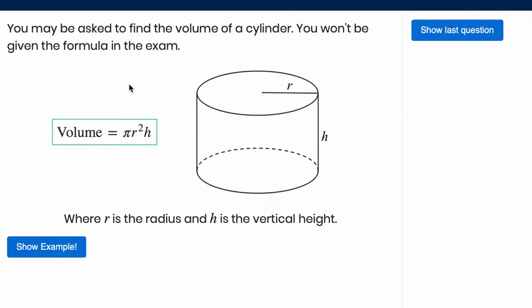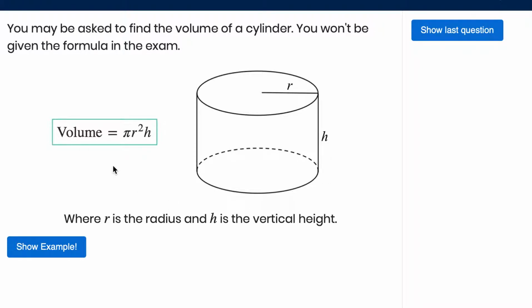In this video, we'll learn how to find the volume of a cylinder. Now, the volume of a cylinder has a formula that needs to be remembered. And that formula is volume equals pi r squared h, where r is the radius, which is the distance from the centre of the circle to the outside, and h is the vertical height.